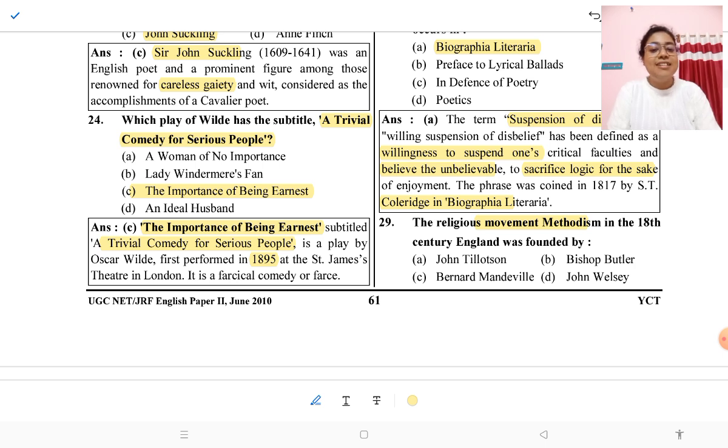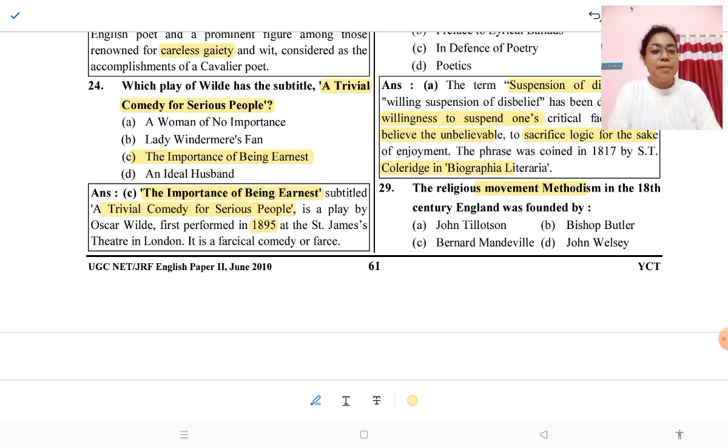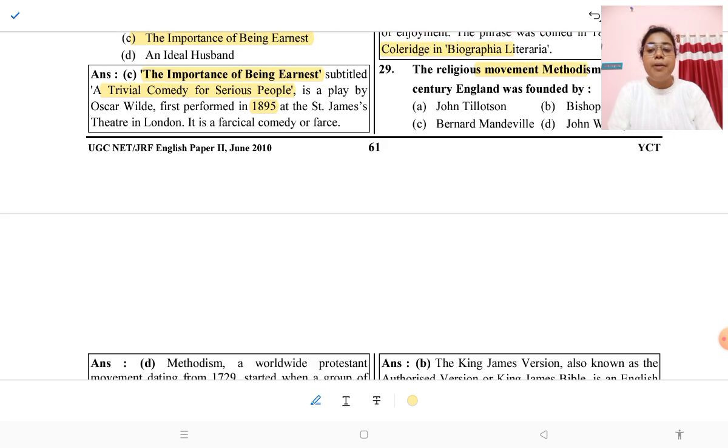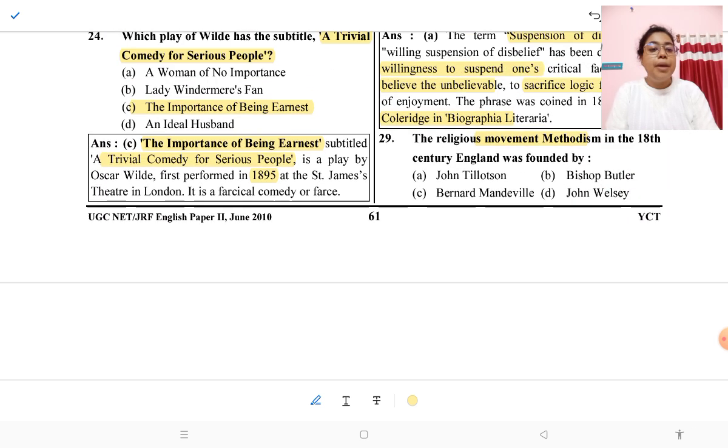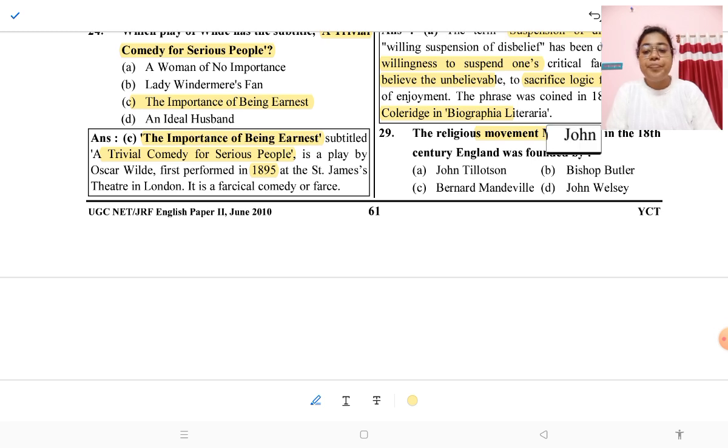So let's see the next question. Question number 29: The religious movement Methodism in 18th century England was founded by, so it was founded by, the answer will be D, that is John Wesley.